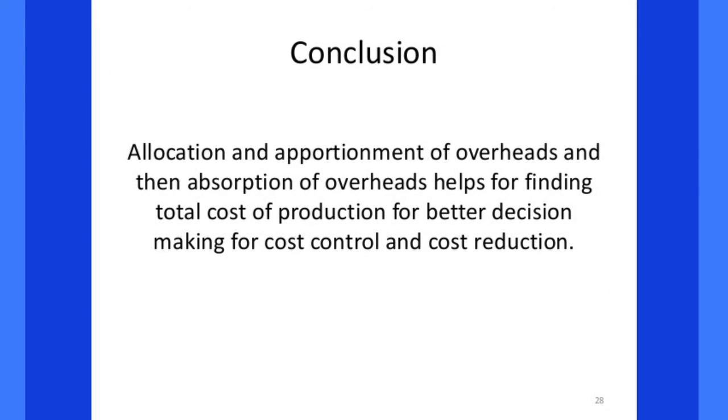So in conclusion, I can say that allocation and apportionment of overheads and thereafter the absorption of overheads helps the company in finding out the total cost of production. This in turn helps the organization with better decision making, cost control and cost reduction. So with this, I complete the theory part of absorption of overheads. I'll see you in the next video with problems on the machine hour rate method.